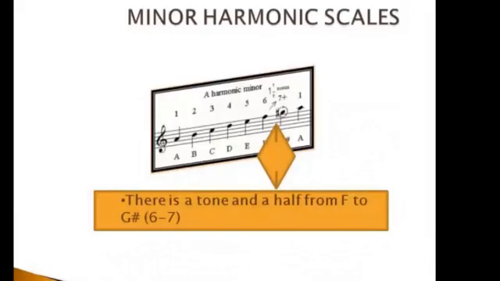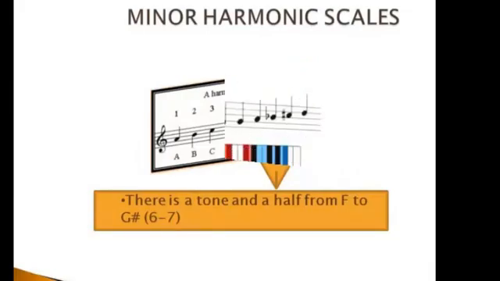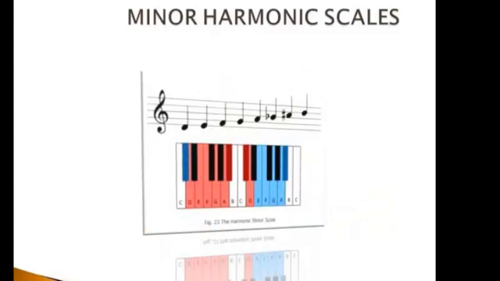Here's the minor harmonic scale written out again for you. You can see from F to G sharp is 1.5 tones. Here we have another scale. This scale is D minor harmonic scale.